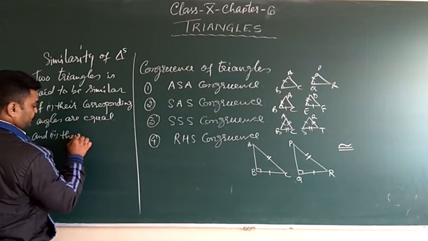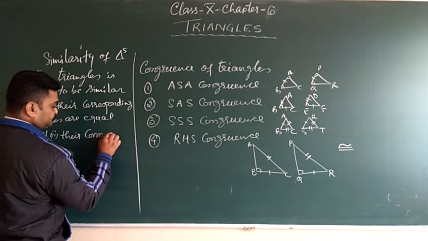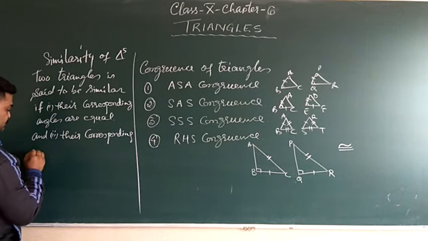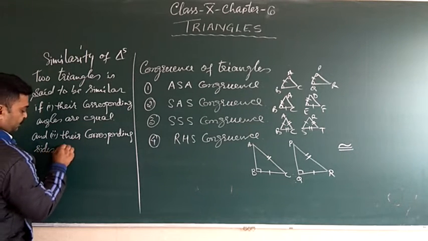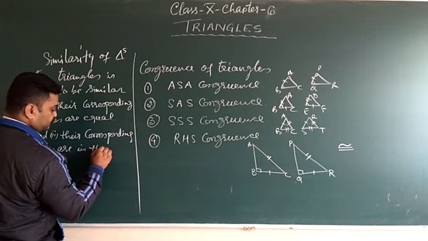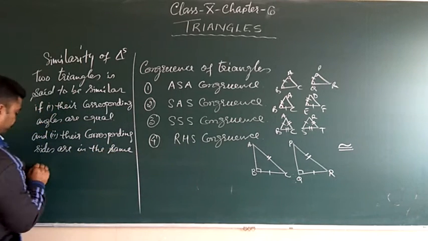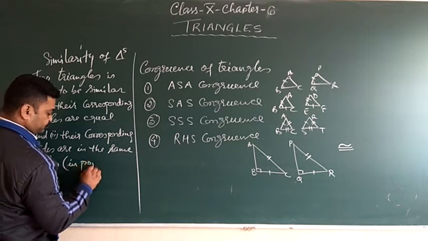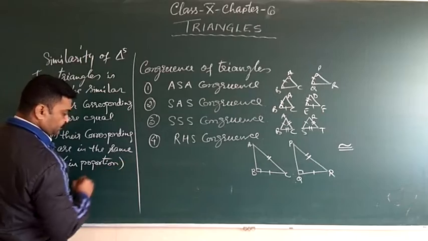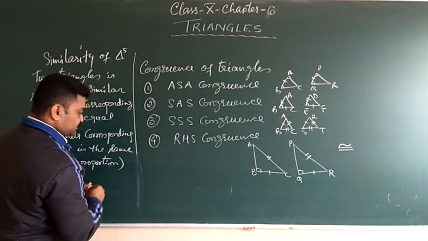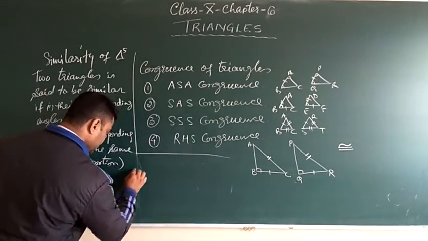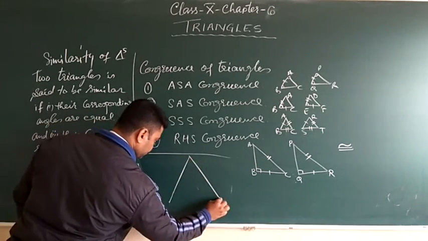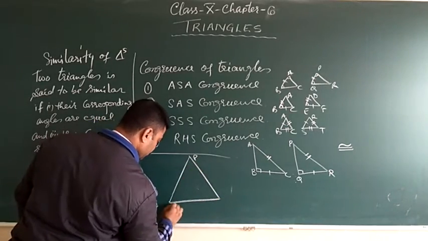Their corresponding sides are in the same ratio or in proportion. That means, suppose there are two triangles, one is ABC and the second one is PQR.